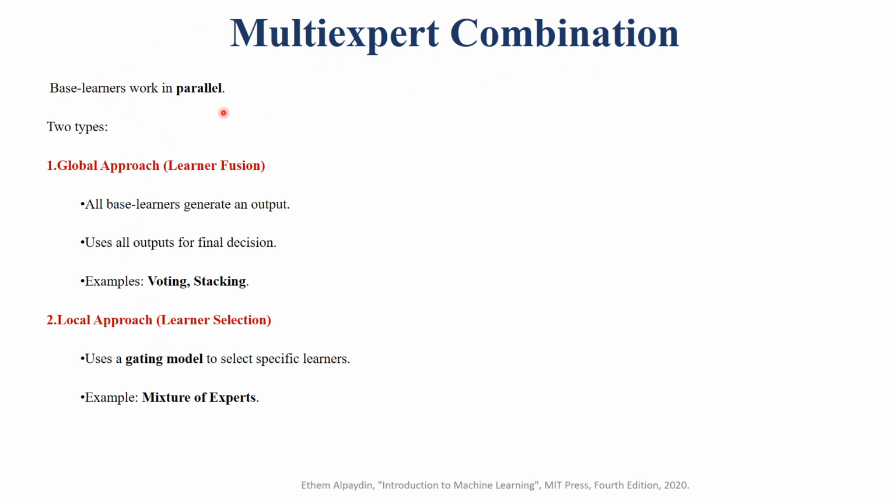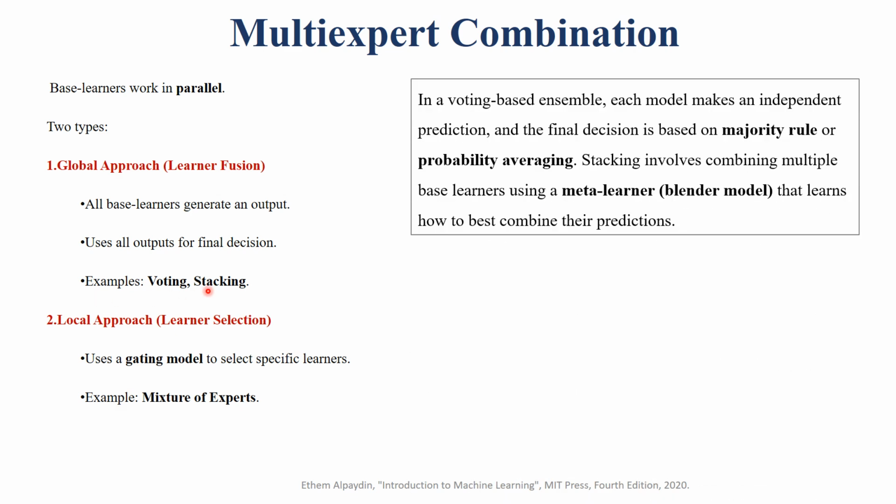Multi-expert combination. Here the base learners work in parallel. There are two types. One is the global approach, the learner fusion. Here all the base learners will generate an output. They use all the outputs for the final decision. Some of the examples include voting and stacking.